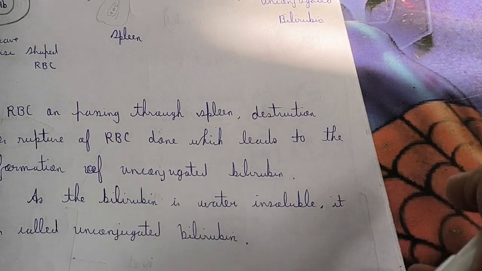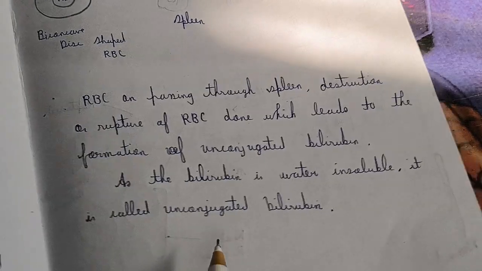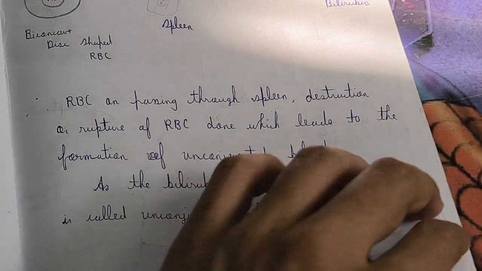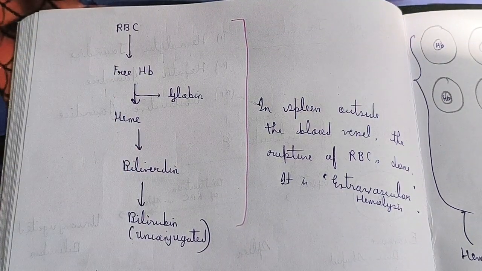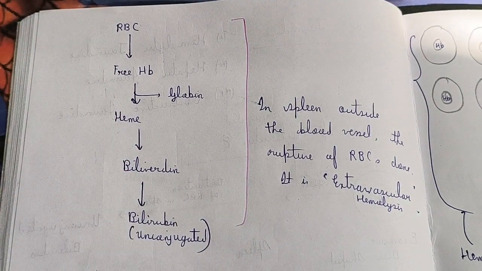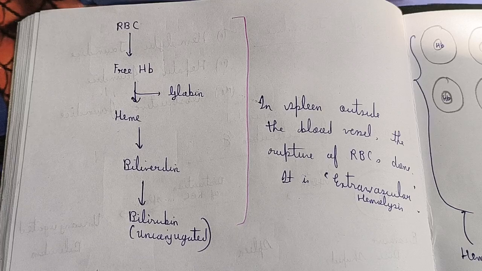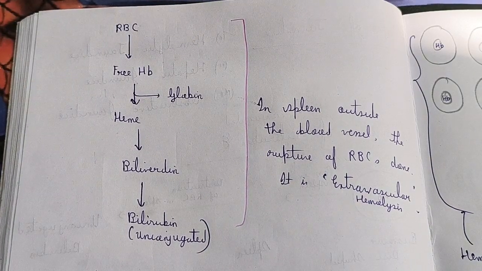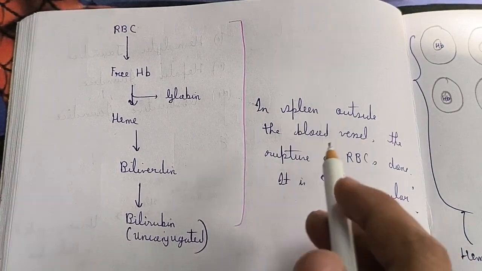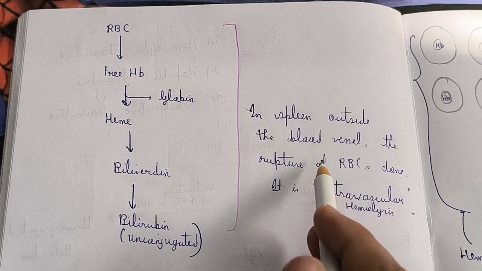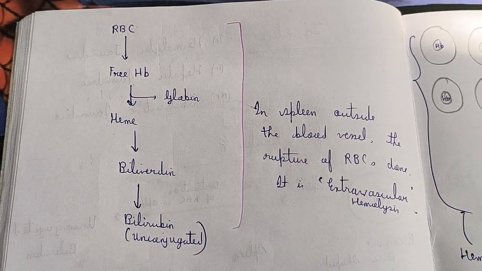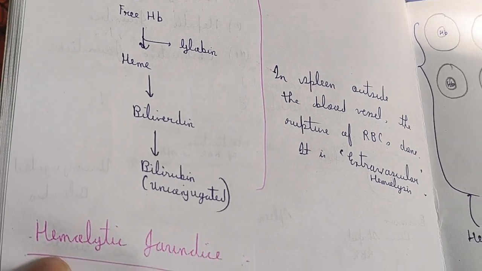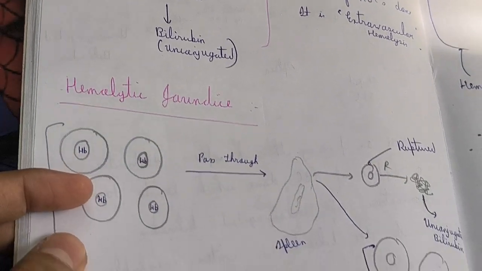And as this bilirubin is water insoluble, it is known as unconjugated bilirubin. I have also written here how unconjugated bilirubin forms, and you will also have to study this in your biochemistry. And in the spleen, which is outside the blood vessel, the RBC rupture occurs, so it is extravascular hemolysis. Now you will be able to understand hemolytic jaundice.